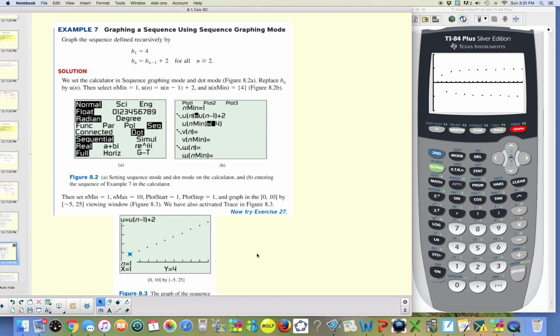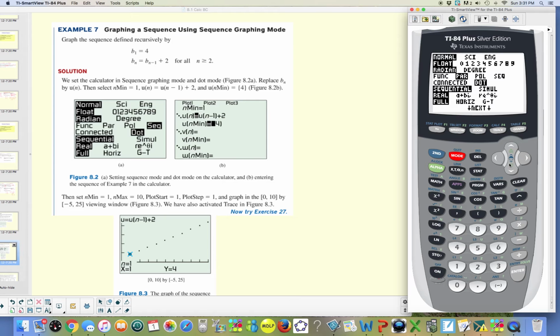We can also use the sequence mode in our calculator, so let's go to mode, and I'm going to go down to sequence and show you how we can graph the sequence in sequence mode. Now the suggestion is that our formula is a recursive formula, u sub n-1, using the previous term, and we're going to add 2, and our first term is 4.